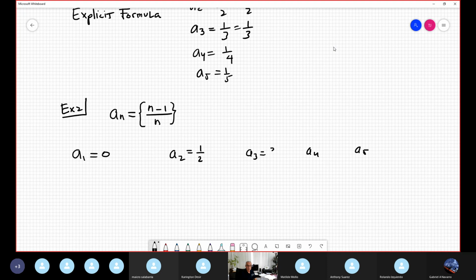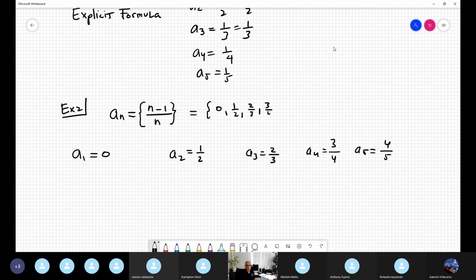A3 is 2 over 3. It's logical because the bottom number, the denominator, is exactly the same as the index, and the other is minus 1. So this is A4, 3 over 4. And this is 4 over 5. So the answer is 0, 1/2, 2/3, 3/4, 4/5.